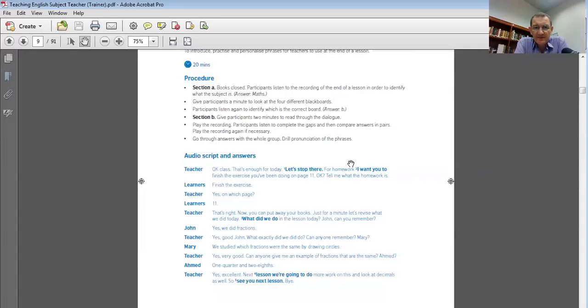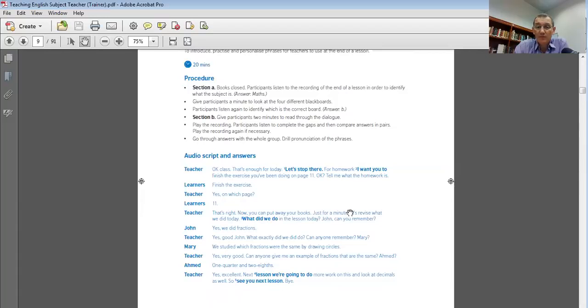Section B, give participants 2 minutes to read through the dialogue. They should do this quietly. And then play the recording. Participants listen to complete the gaps and then compare their answers in groups. So it's a gap fill task, and you can, as per usual procedure, get them to compare their answers in pairs. You can play the recording again if you think it is necessary, and only then go through the answers with the whole group. Once more, drill pronunciation of these phrases.